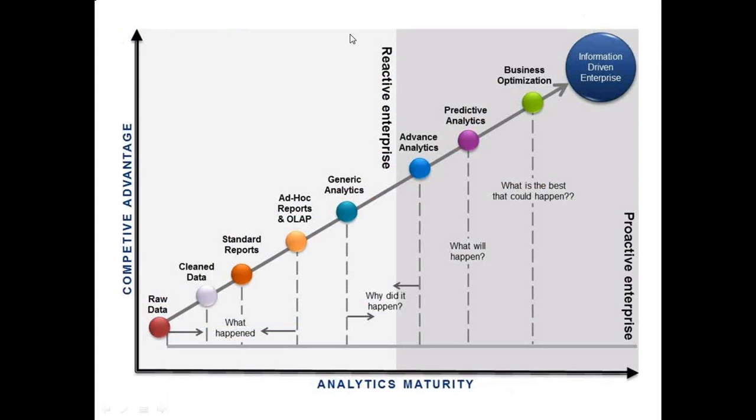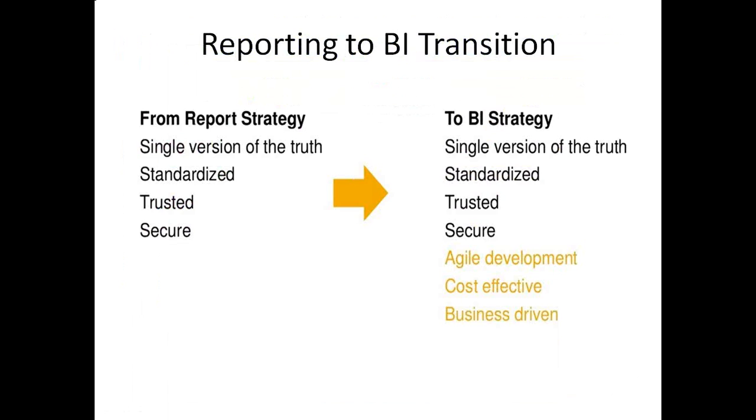So we are going from raw data to business optimization, and we are going through analytic maturity from what happened, to why did it happen, what will happen, and what is the best that could happen. We are going in this direction. As I told you, previously we started with reporting. Now we are not just reporting. We are going into a strategy where I am going to get some business value out of it.